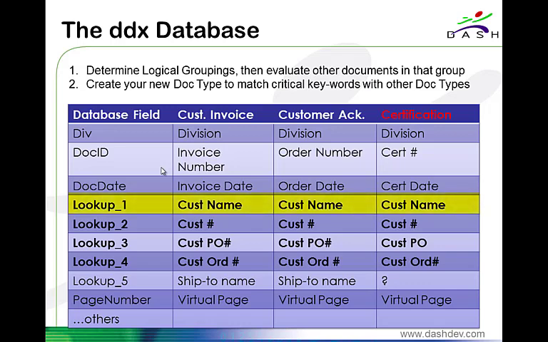For example, customer name I've always kept in lookup 1. Customer number I've kept in lookup 2. Customer PO number in lookup 3, and lookup 4 contains my customer order number. That is going to come in very handy when we try to construct a view or a folder hierarchy that's aimed at showing me things by customer name, then by customer order, and then all the different document types for that particular customer order. And we'll see how that all ties together in a little bit.